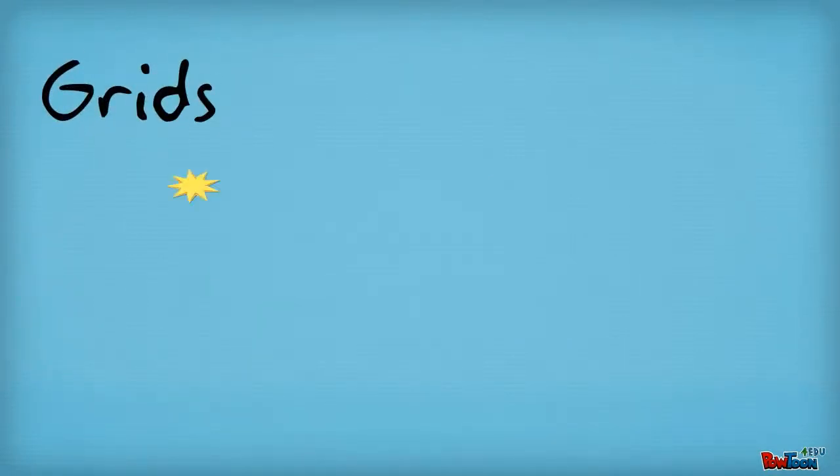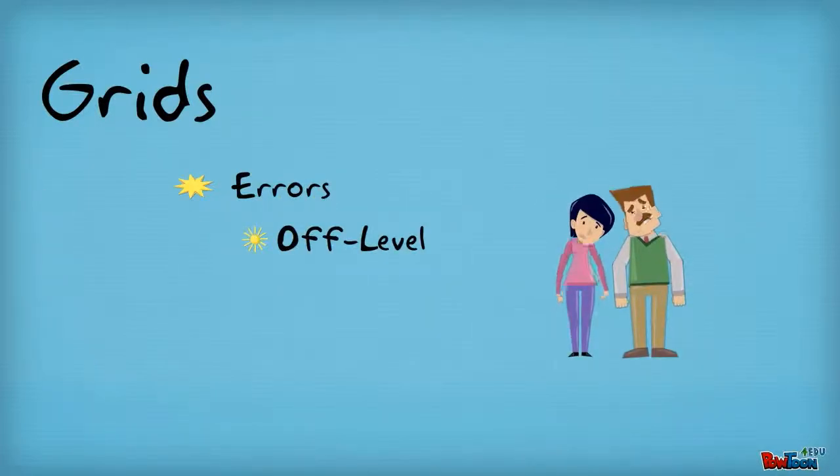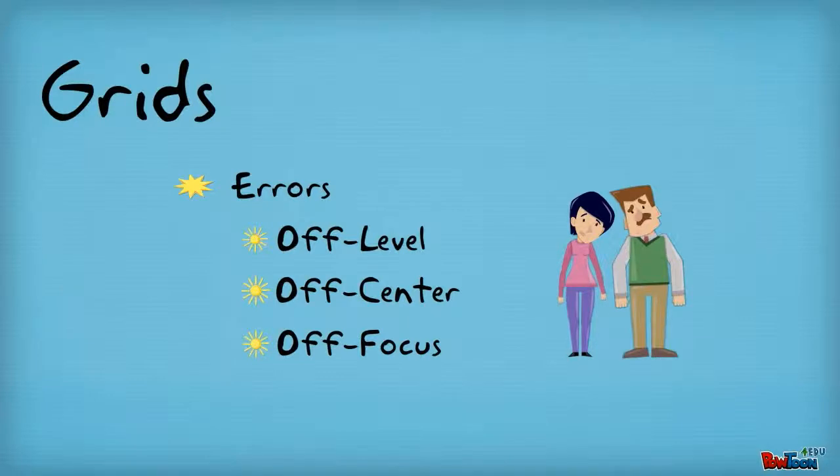But with grids also can come some errors, and those are in the form of an off-level grid, or an off-centered grid, or an off-focused grid, or even an upside-down grid. And all of these grid errors that you see here, they cause grid cutoff, which degrades the image terribly. But even more importantly than that, these are all operator error. There's no reason for it to happen, and generally it only happens once and then never again.